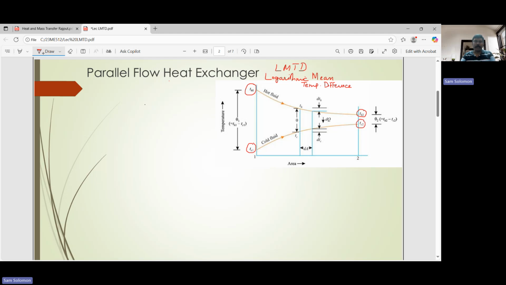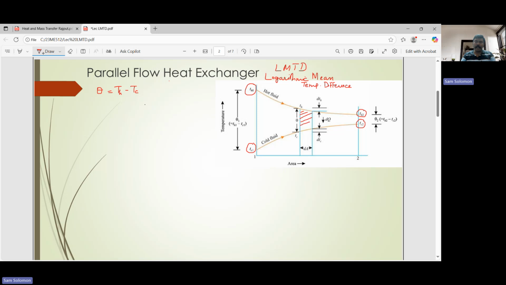Okay, and this difference in the inlet, TH1 minus TC1 or THI minus TCI, that is given by theta1. And you can see that the same way at the exit, your THO minus TCO, that is going to be theta2. So in short, this theta is your temperature difference, which is the temperature of the hot fluid minus temperature of the cold fluid.